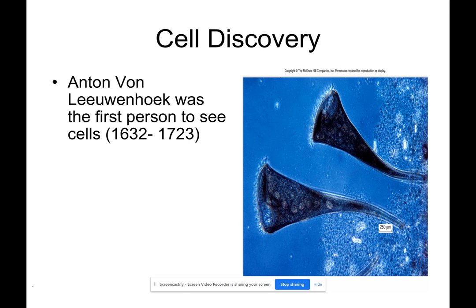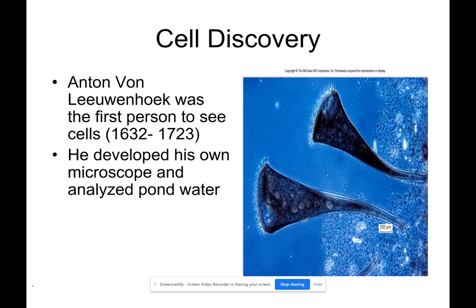life. So Anton von Leeuwenhoek, so write down his name. He is given credit as the first person to see living cells. Okay, you don't need to write dates, but I just want you to know about when we talk about Anton von Leeuwenhoek. Okay, now why was he able to see cells? He developed his own microscope.